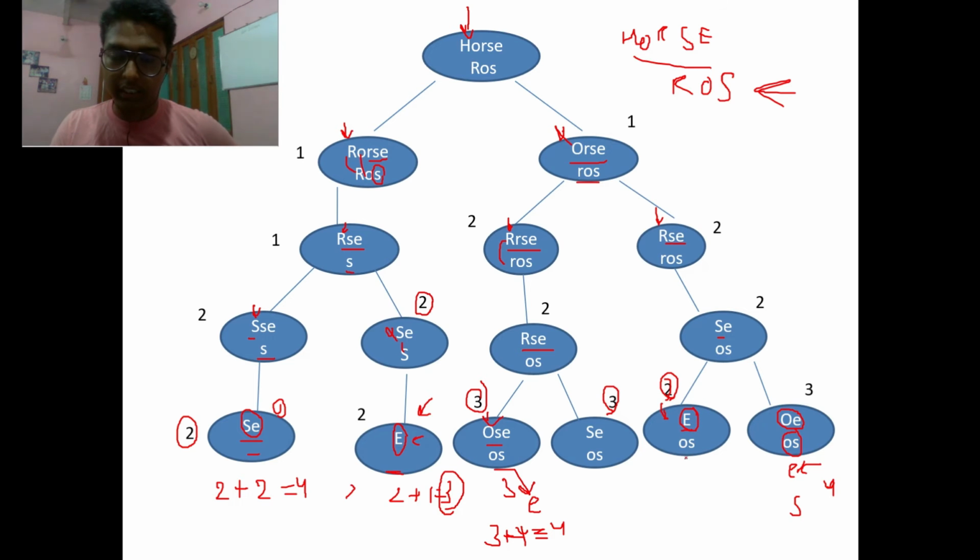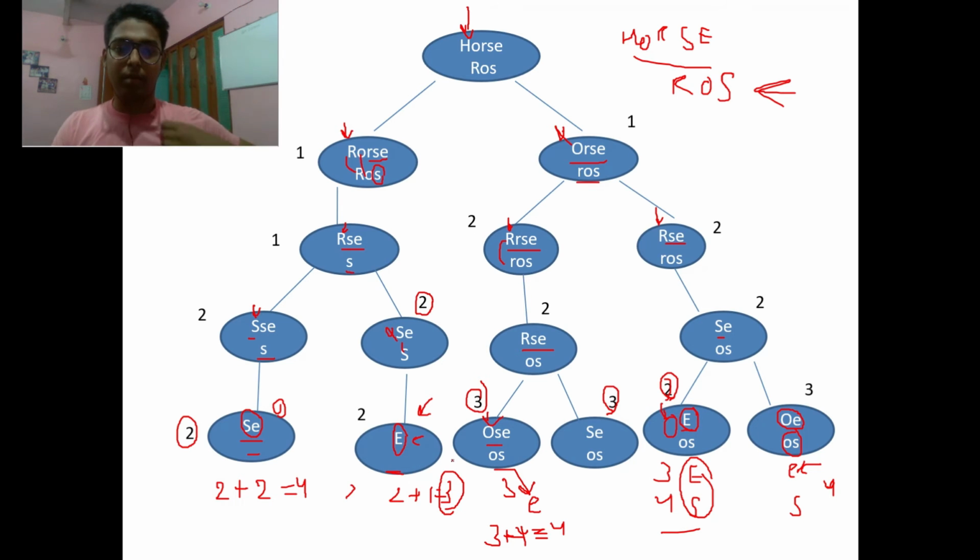I need to replace E with O, or I need to insert O here. If I insert O here, then O matches and it results in 3 steps. O matches and we are left with E and S. After seeing E and S, I need to replace E with S for matching the character. So now I will have 4 operations.